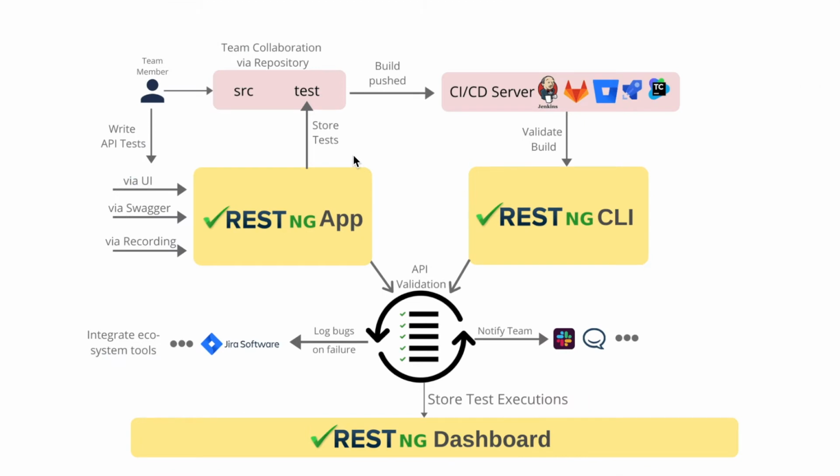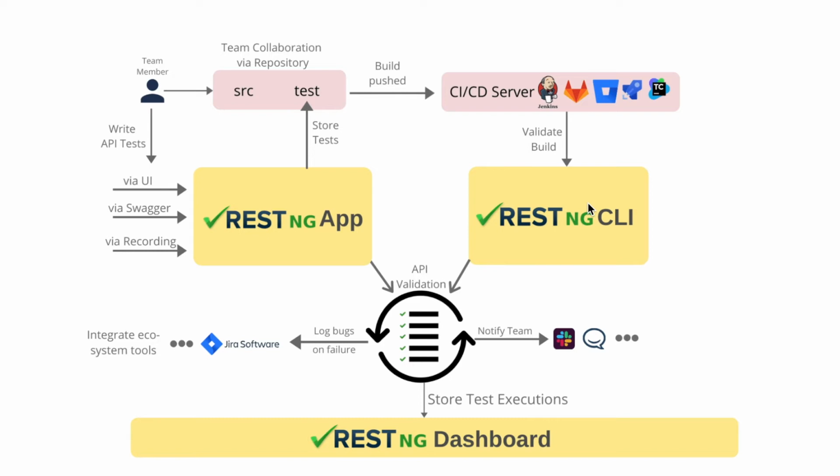So when you push your source code along with the test cases to any CI/CD server, then our second component, which is VREST-NG CLI, comes into the picture. This component validates your application build by executing the API test cases stored in the repository and marks the build as passed or failed, and it will publish the reports on the CI/CD server to easily analyze the API failures.